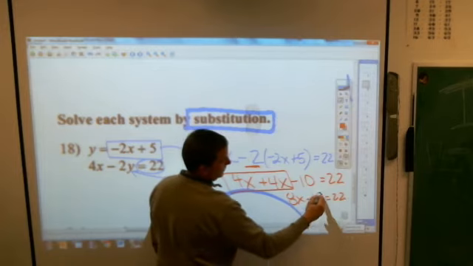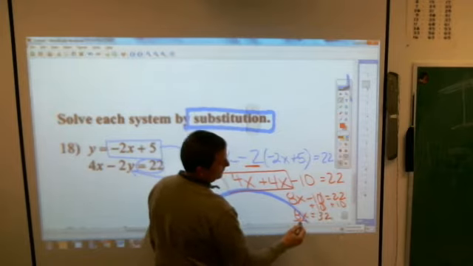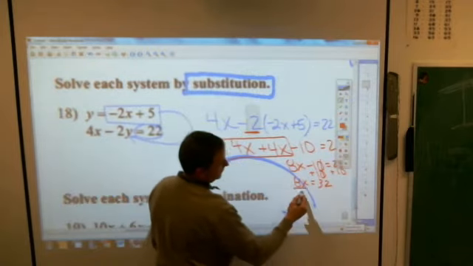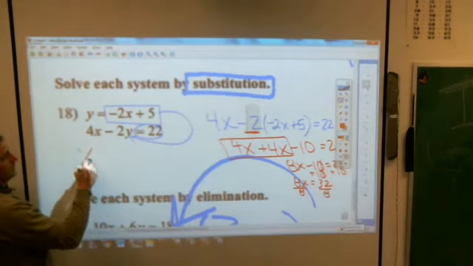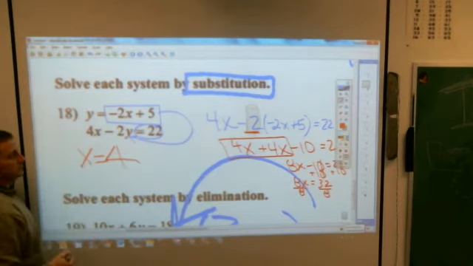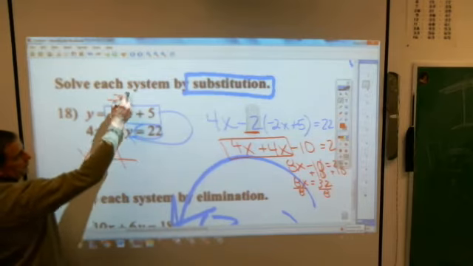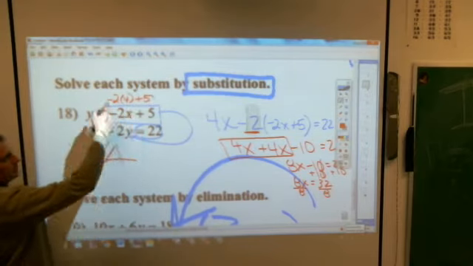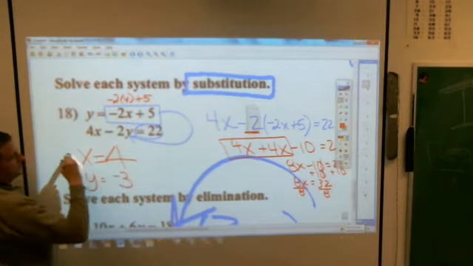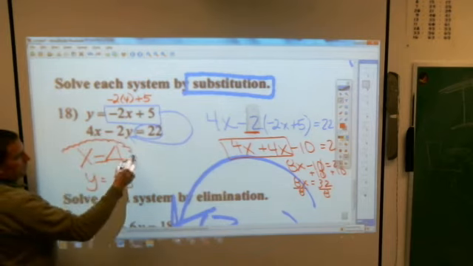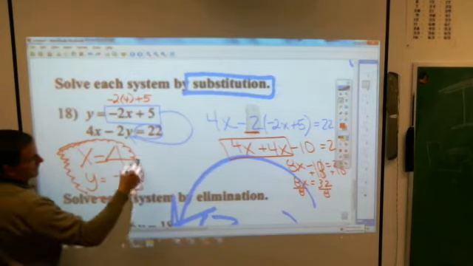You add 10 to get rid of it. You add 10, 8x then equals 32. Divide by 8. And x then is going to equal 4. And then you're only half done because you got to put 4 in for x here. Negative 2 times 4 plus 5 is what y equals. Negative 8 plus 5 is a negative 3. Negative 3.